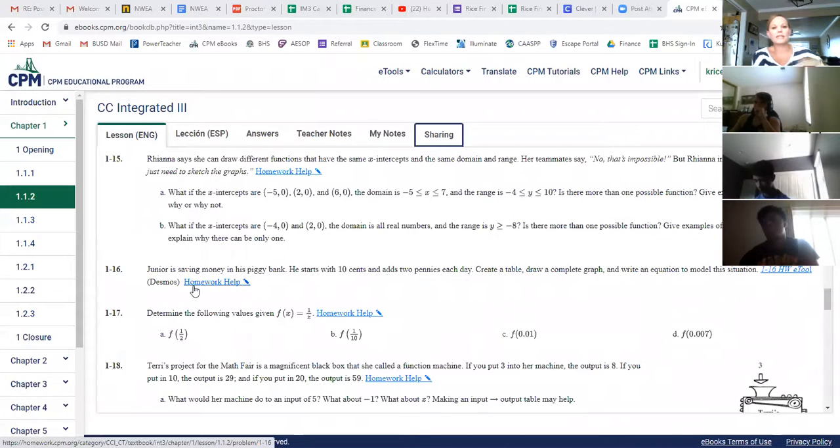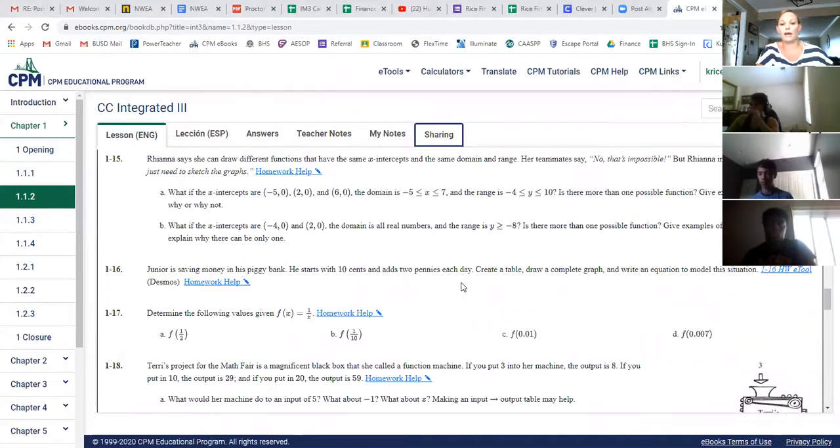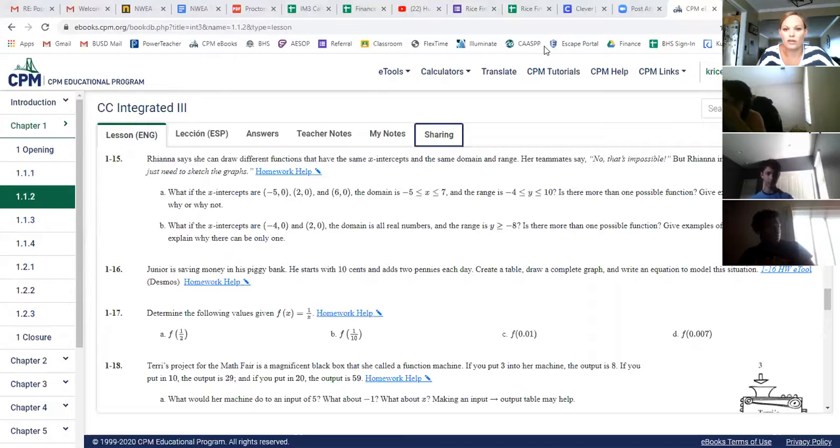Okay, so on problem 16, it says Junior is saving money in his piggy bank. He starts with 10 cents and adds 2 pennies each day. Complete a table, draw a complete graph and write an equation to model this situation. So since it's a model, it's going to end up just being linear. If it was asking you to show a graph over time with how much money he had each day without a model, but since it's going up at a constant rate, you're just going to model it with a y equals mx plus b equation. So hopefully that answers that question.